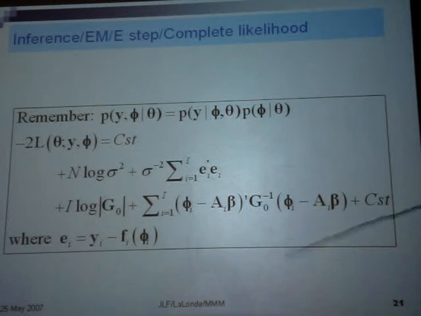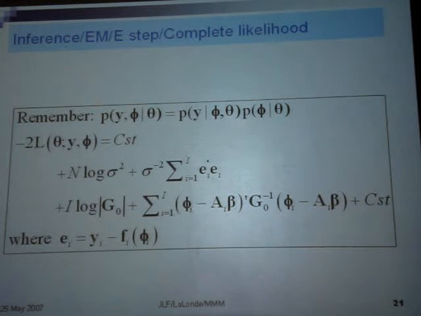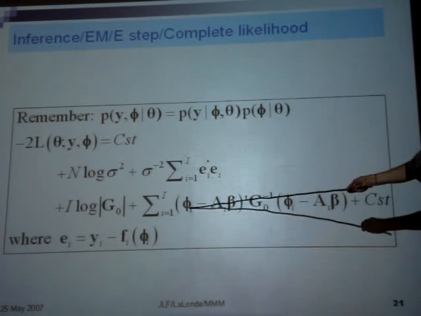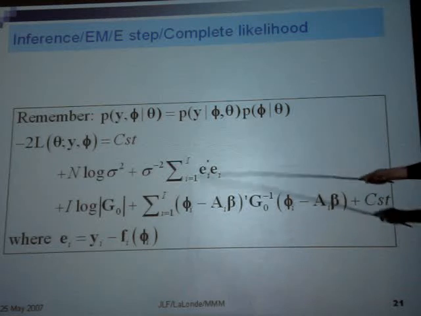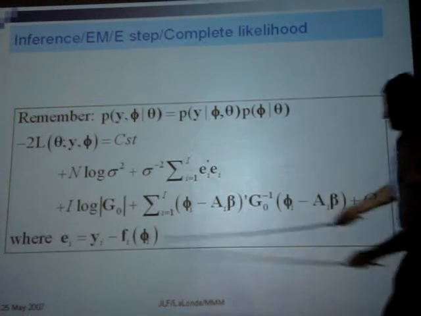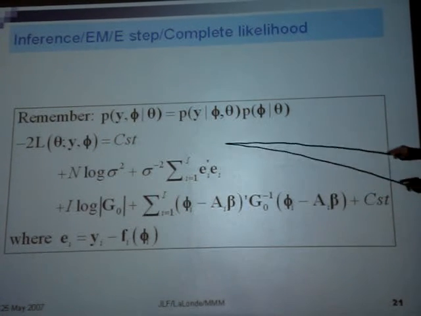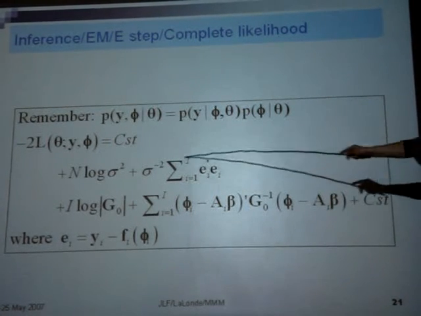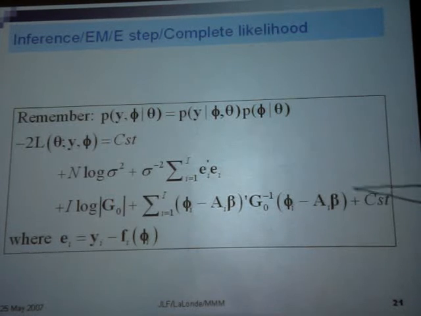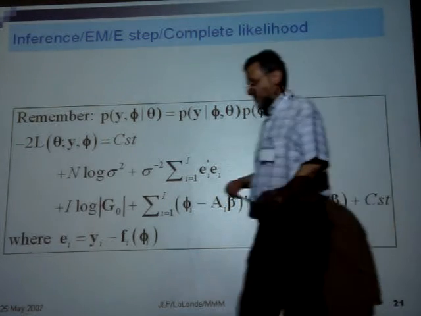But this log depends on something which is not observed. And here, it's also there, in the residual. So this part is not really observed, and this part too. So we have to consider taking predictors of these two parts. That will be the E step.